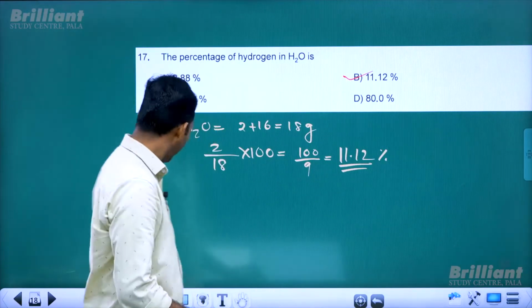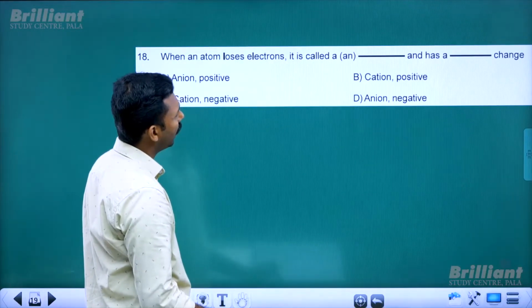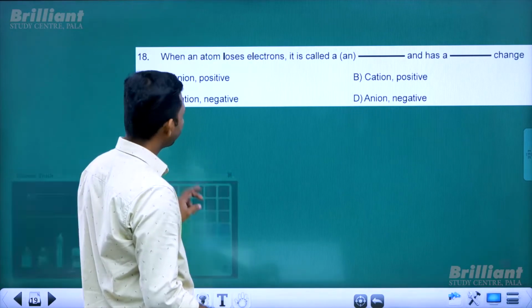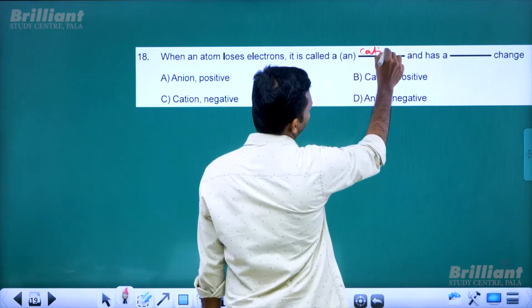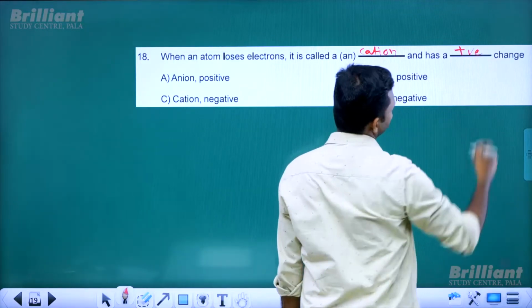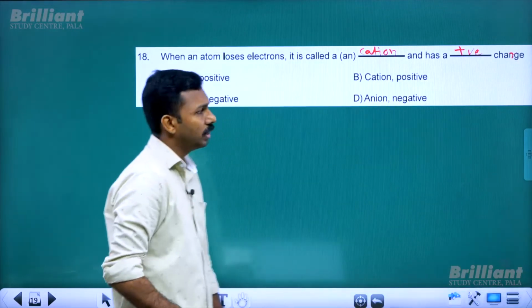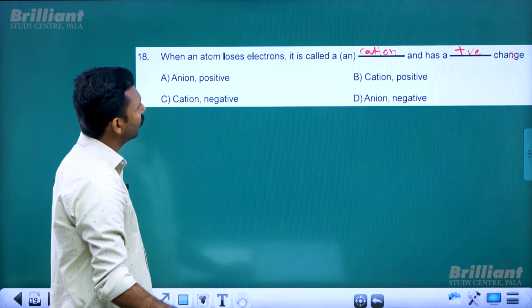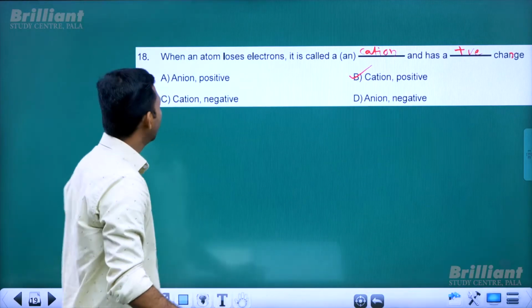Now going to 18th question. Question number 18. When an atom loses electrons, it is called an ion or a what? If it is losing an electron, it may be a cation, and has a positive charge. Not change, it is charge. Okay, so there is a positive charge. So cation, positive, which is the option? Yes, option B. Okay, it is an easy question.